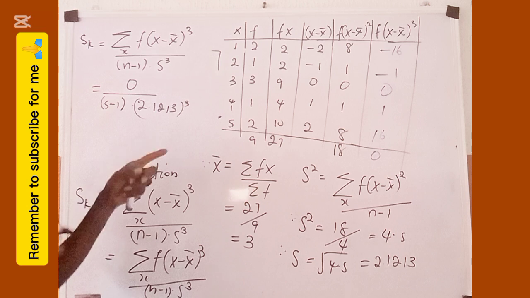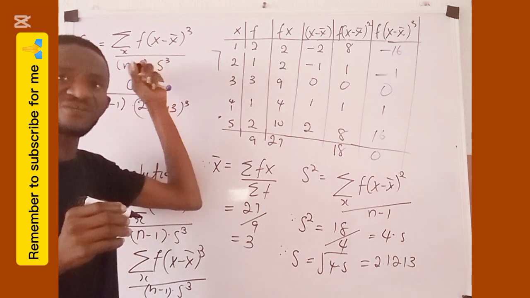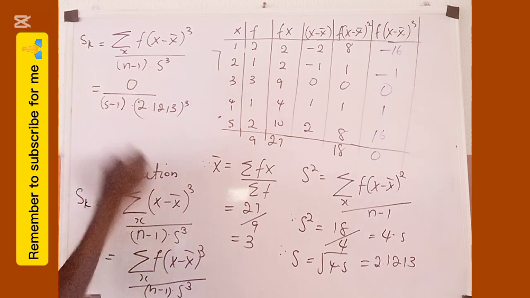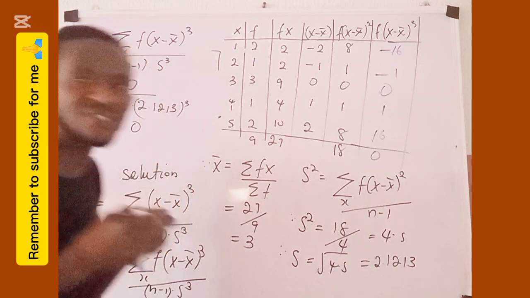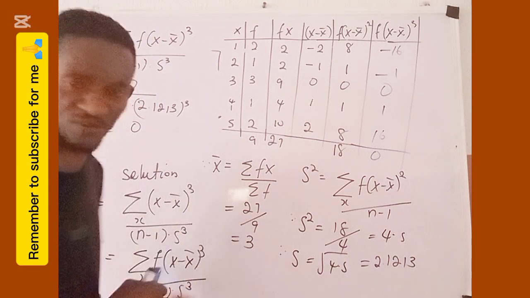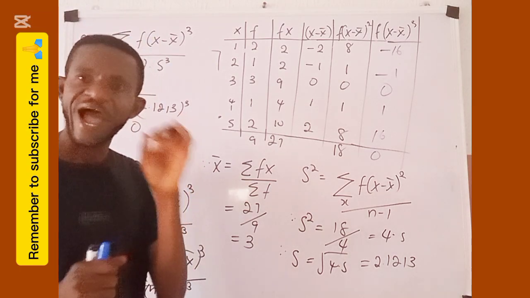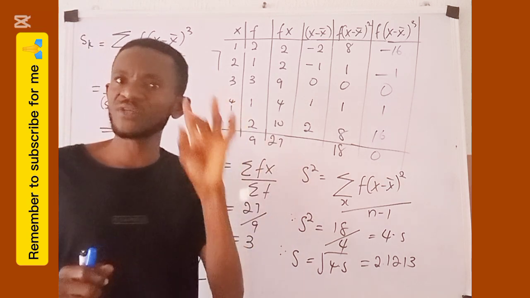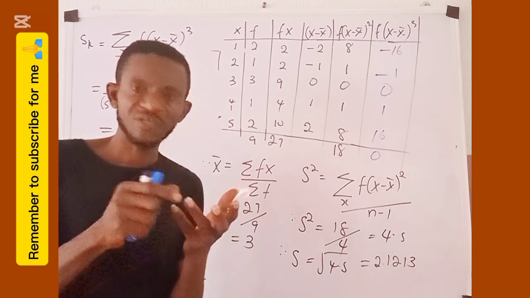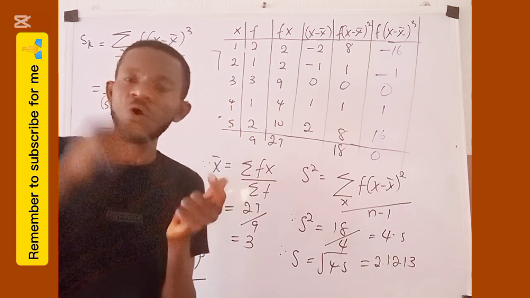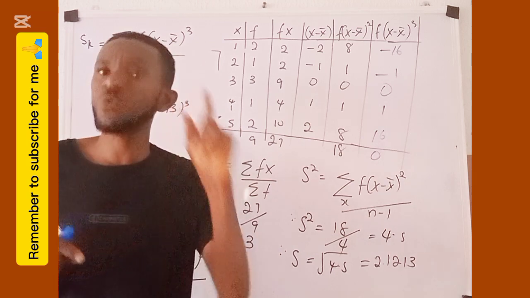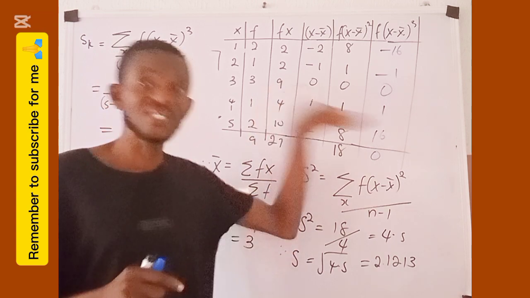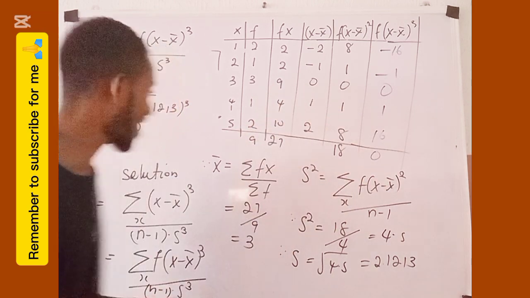And because the numerator is 0 already, if you divide 0 by anything, it is going to give you 0. So this will now give you 0. We have seen that the measure of skewness here is 0. And we said earlier that when the measure of skewness is 0, the mean, the mode, and the median of the data set or of the distribution are equal or approximately equal. Let us look at that to know whether what we said earlier is true with this data set we have here on the board.